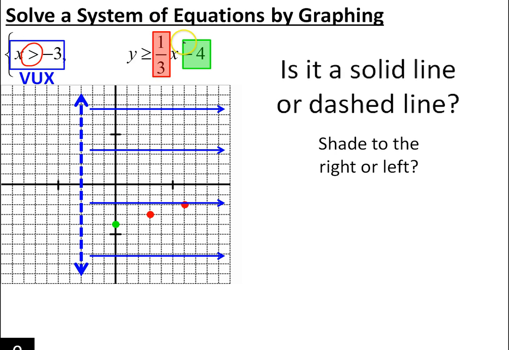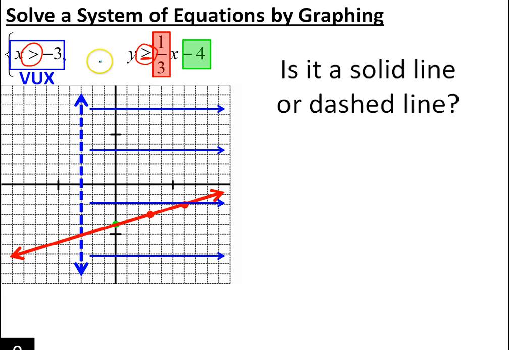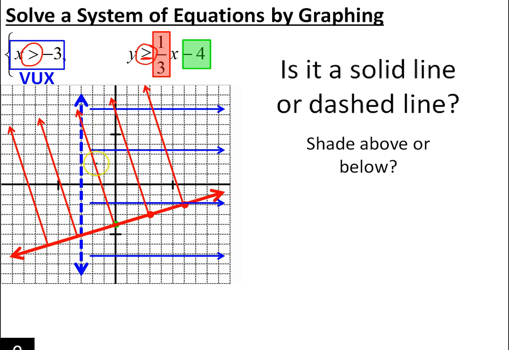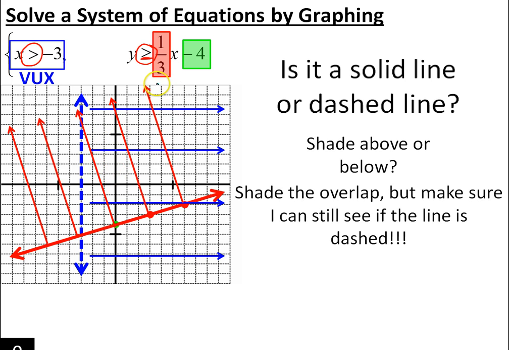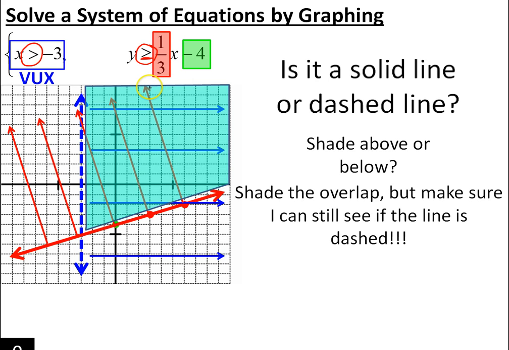And now is it going to be a solid line or dashed line? Again, we're looking at this symbol, and since it has a line underneath it, the equal to is going to be a solid line. And then now we ask, are we going to shade above or below? Greater than is going to be above the line. So we have arrows going this way, and we're looking for the overlap. So the overlap would be here.